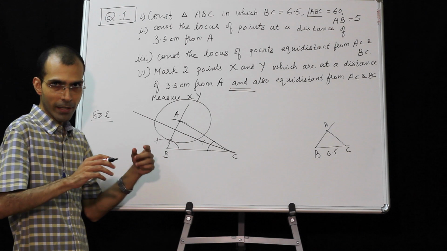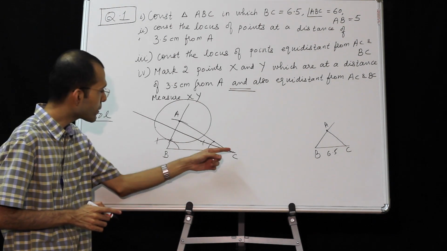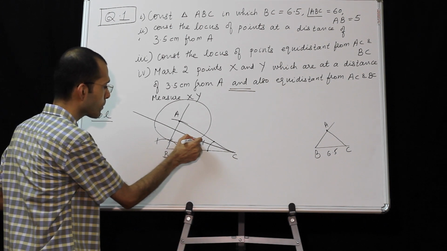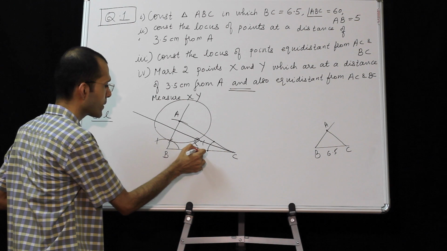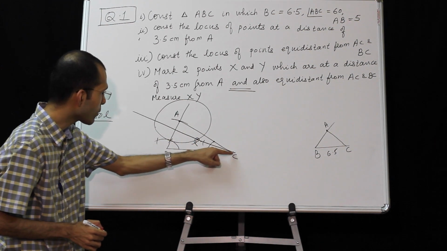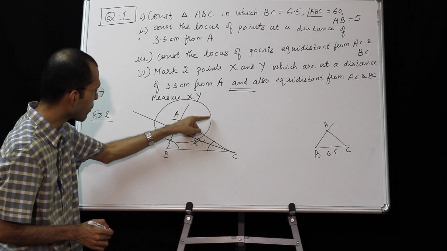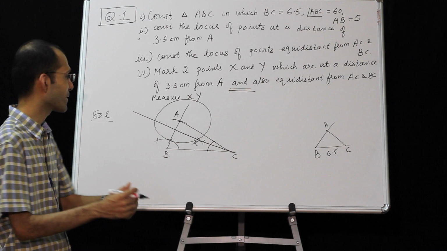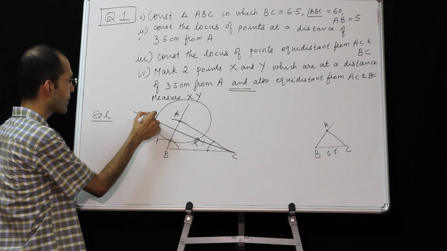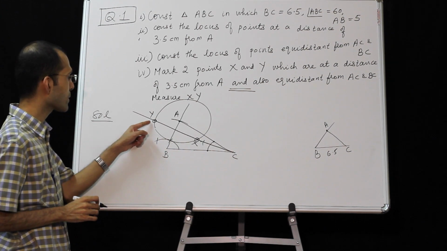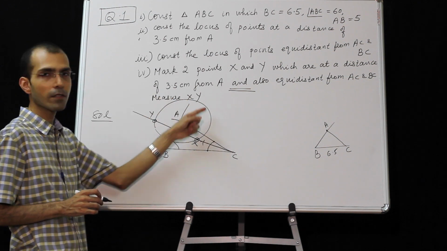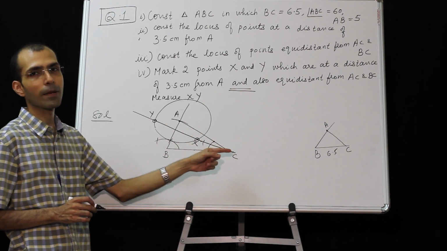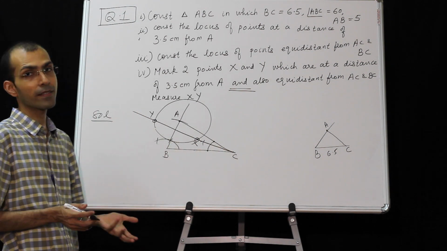So not only should they lie on the circumference of the circle, but they should also lie on the angle bisector. Now which are two such points? This point X, because this point lies on the angle bisector and this point also lies on the circumference. So it will satisfy both the conditions. Even this point Y will satisfy that condition, because Y is lying on the circumference of the circle and Y is also lying on the angle bisector. So marking of these 2 points is essential.